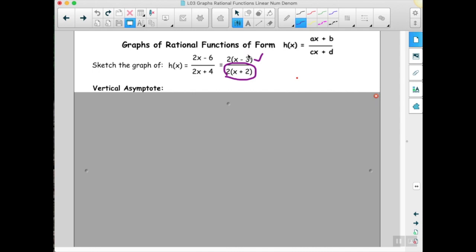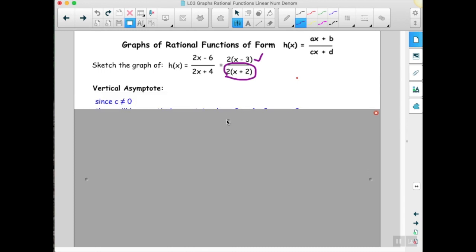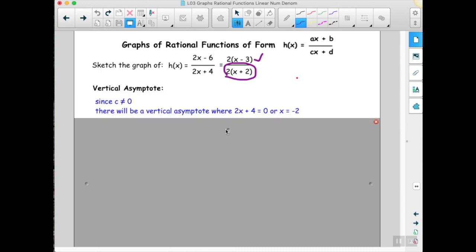The reason I factored was because I want to see, is it actually a vertical asymptote or is it a hole? Because if these two binomial factors divide out, we're going to end up with a hole in the graph. But in this case, they don't. So we're definitely going to have a vertical asymptote, and it will occur whenever x plus 2 is 0, and that's occurring at x equals negative 2.